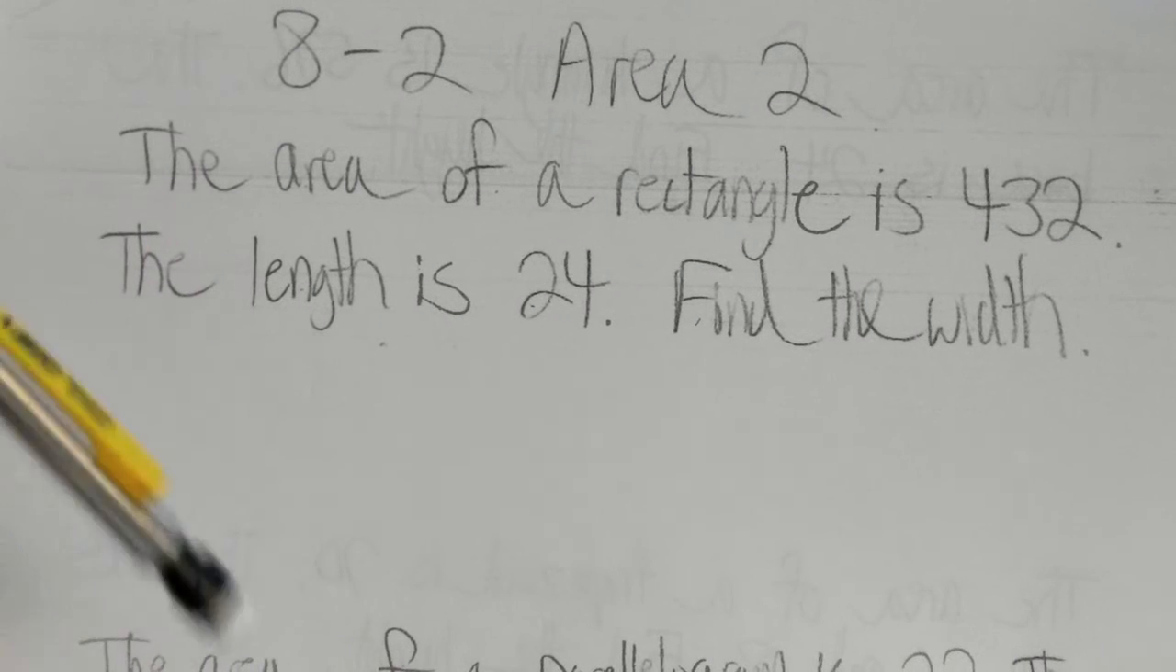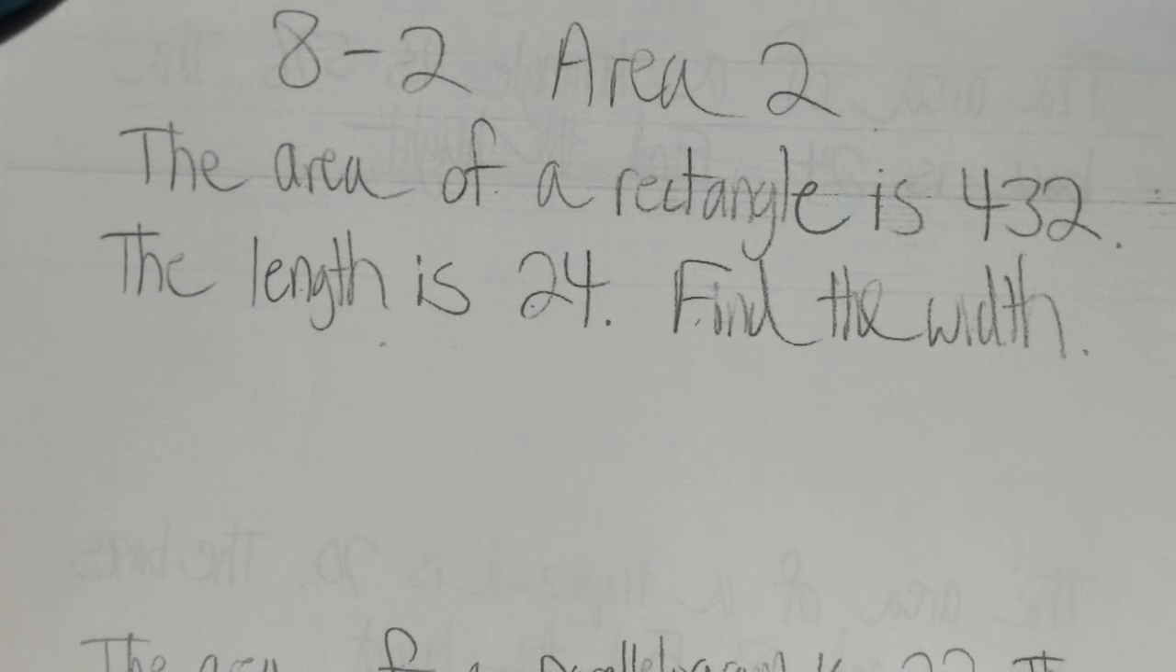Okay, in this section 8-2, we're going to be using the same formulas that we learned from the last section and working with the same figures, except this time they're going to be in the context of word problems. And in the last section, they were giving us all of the dimensions, and we had to find the area. So this time in these word problems, the area is going to be given to us, and we're going to have to find one of the other missing pieces.